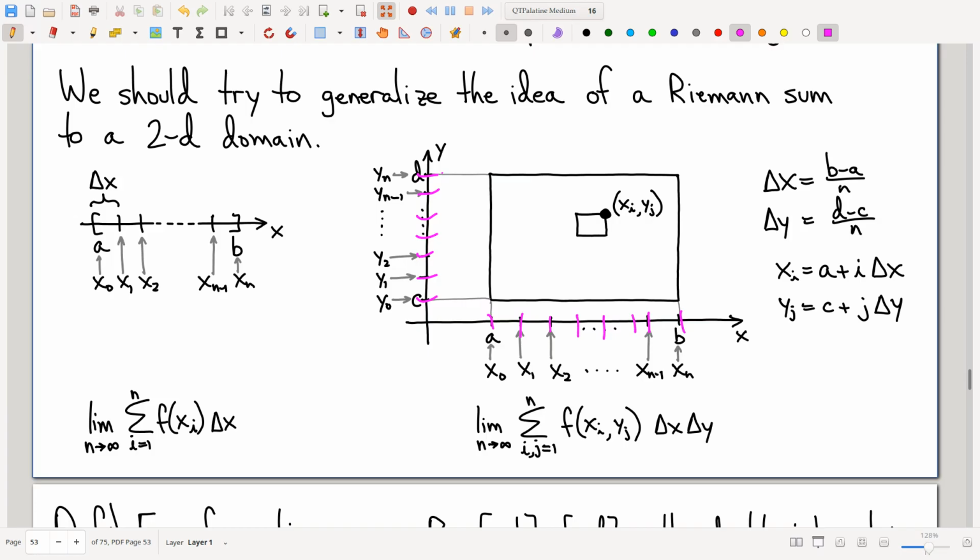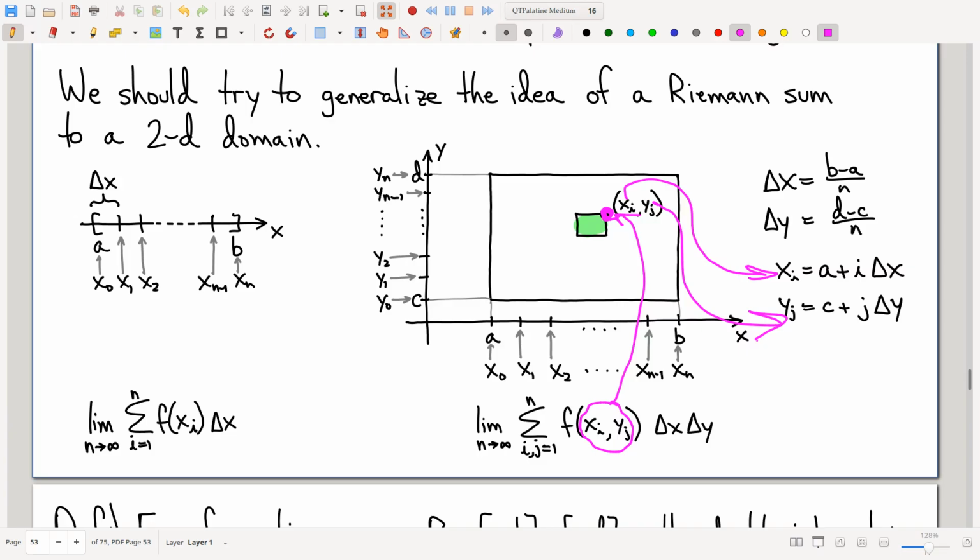And so then, with those formulas, when you talk about any one of these pieces, any little piece of area, when I need to evaluate the function, I evaluate the function at a point x_i, y_j, whose coordinates I have formulas for. That's just to make it precise, exactly what we mean by the Riemann sum.